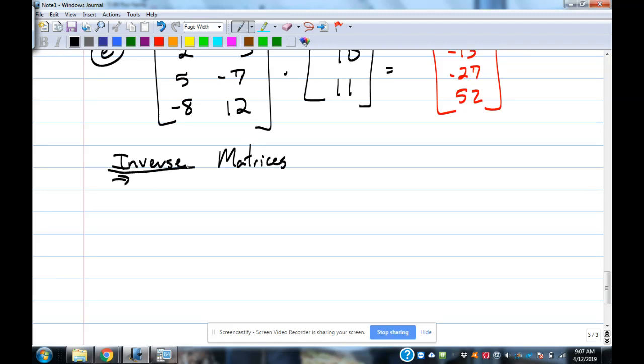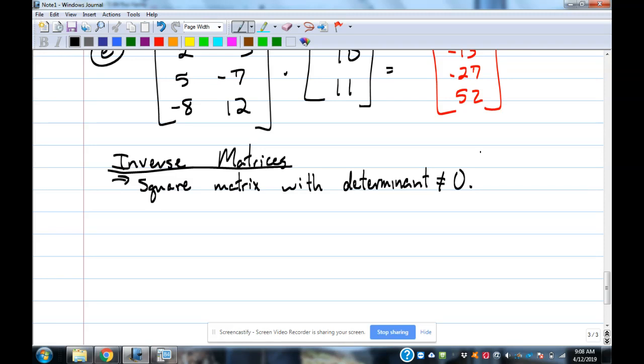To find an inverse matrix, it must be a square matrix with a determinant that does not equal 0. Okay. Finding the inverse of a matrix, we're going to do it with a calculator, but you can do it by hand, and it takes those row operations that we talked about in the first 2 sections, and you've got to come up with your own row operations. I'm not going to tell you which ones to do.